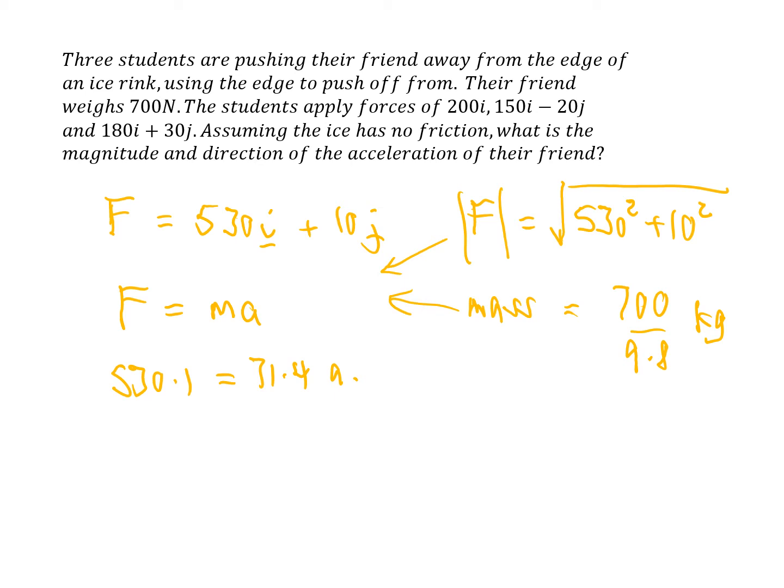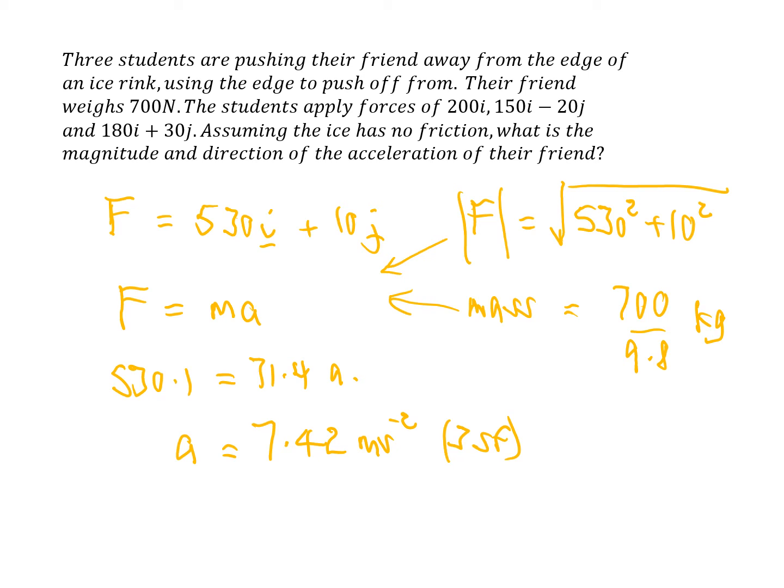Now, I've only written the rounded figures there for convenience. If you use the unrounded figures, then you get an acceleration of 7.42 meters per second squared, using three significant figures. It wouldn't be appropriate to use any more than three significant figures because I've only used 9.8 as my figure for g.